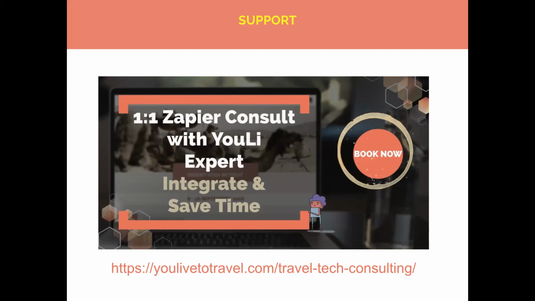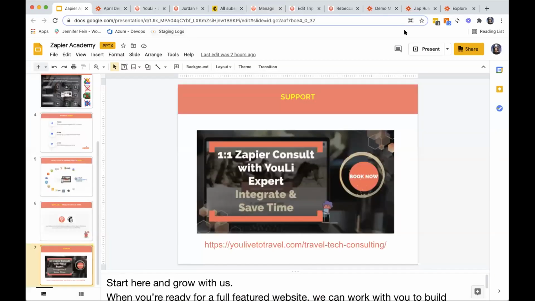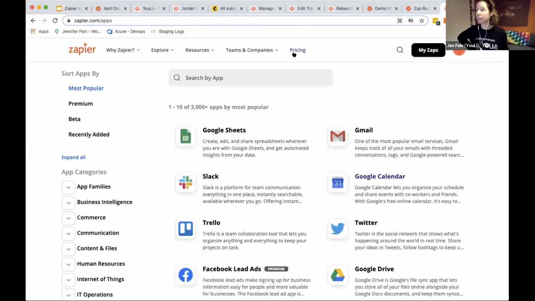Zapier has some attractive pricing. I don't know if you want to review that at all. I know it's on the website, but I think it's really nice. It's different tiers depending on the needs you have. That's a really good point.